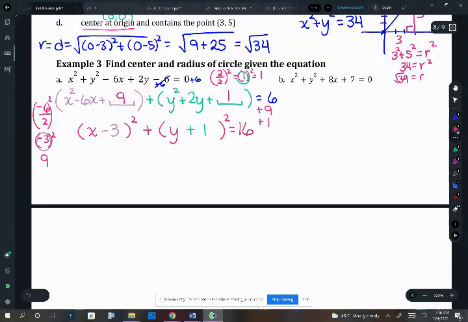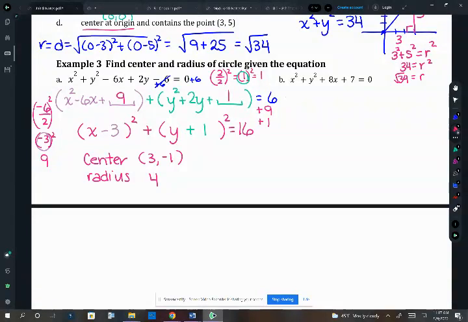So now that we have our equation, we know that our center is at (3, -1). And we know our radius is the square root of 16, or 4.